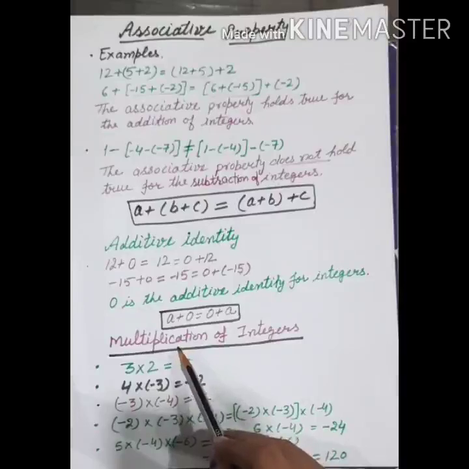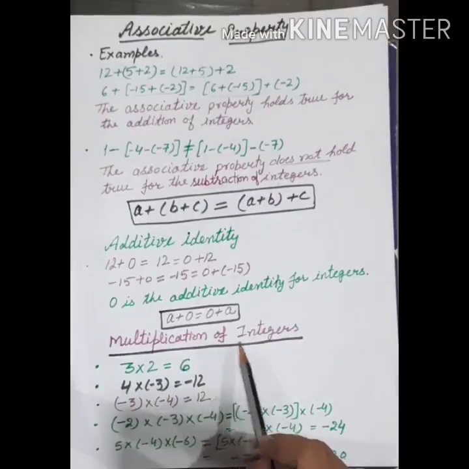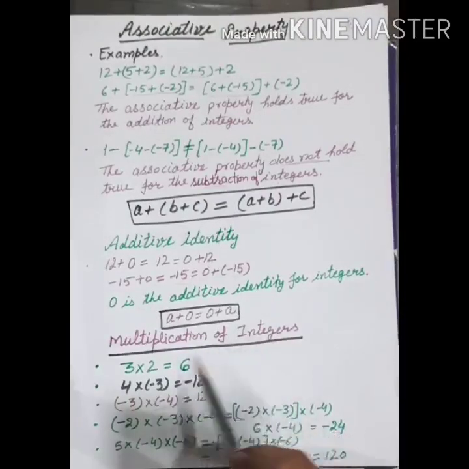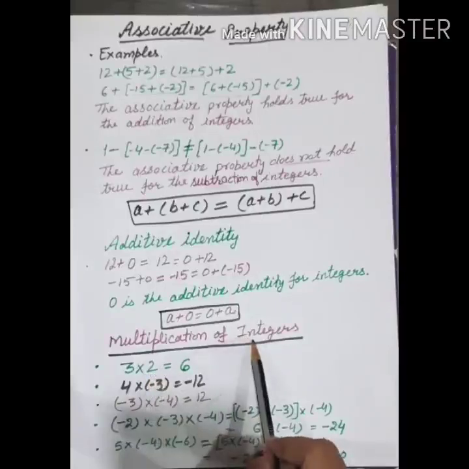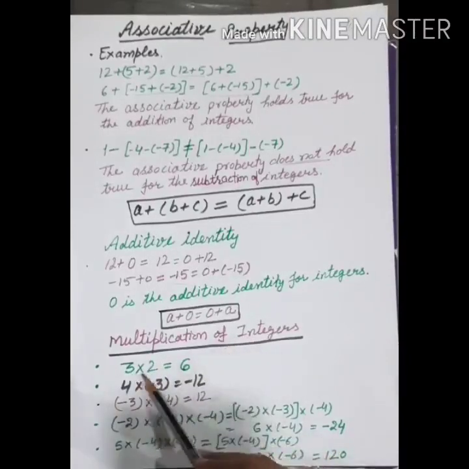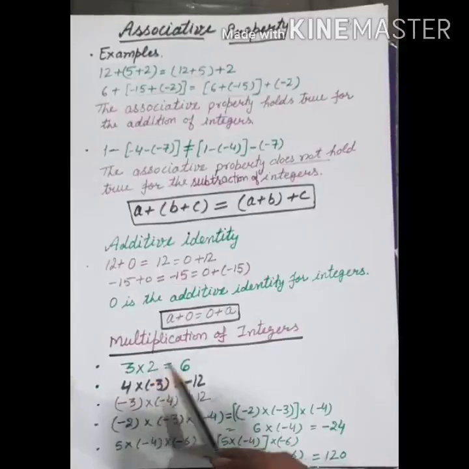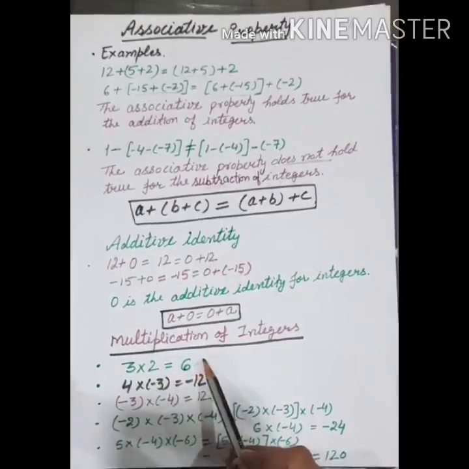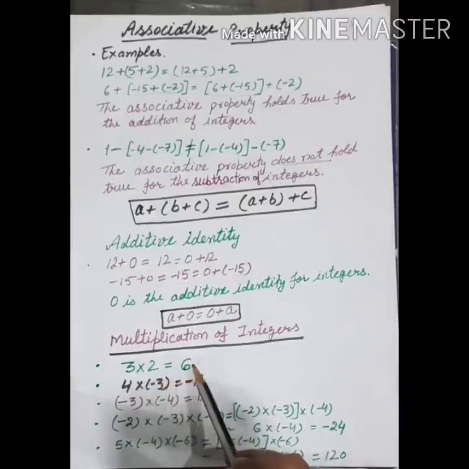Next is multiplication of integers. Multiplying two positive integers. The product of two positive integers is always a positive integer. 3 multiplied by 2 is equal to 6.